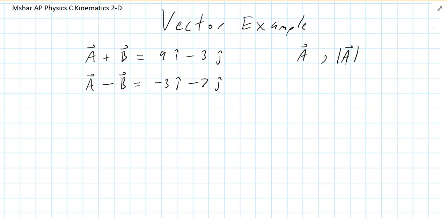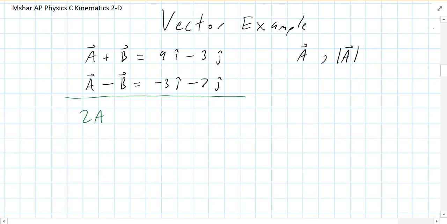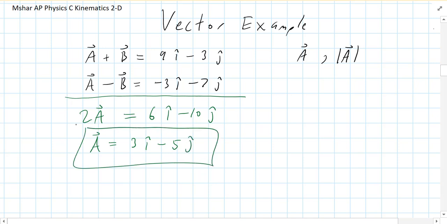All right, so there are probably many ways to do this, but I've got a very straightforward one. Here's what I'm going to do. I've got two equations up here. I am going to add the two equations together. So A plus A is 2A. All right. B minus B is 0. So 2A equals, well, 9 minus 3 is 6 i hat, and negative 3 plus negative 7 is negative 10 j hat. So that's 2A. So A would simply be 3 i hat minus 5 j hat. So that is vector A, okay?